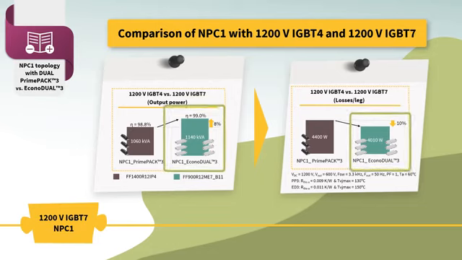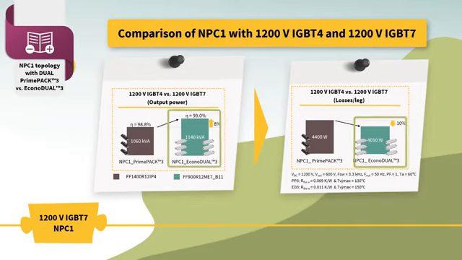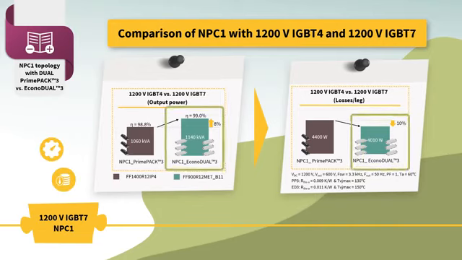FF900R12ME7B11 is the best choice for the inverter's design if you are targeting system cost decrease and performance optimization while keeping the same power level.